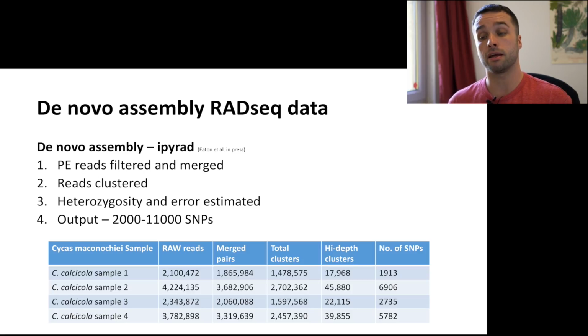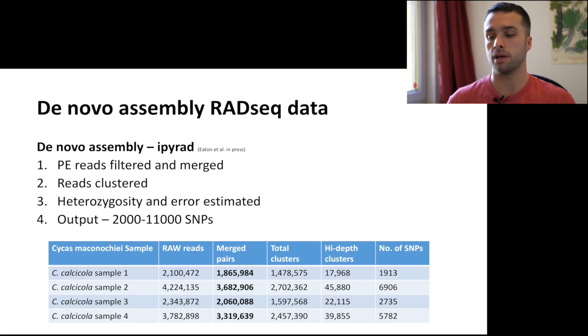Also, it estimates heterozygosity and the error estimations from each individual sample. And what we got is an output overall of between 2,000 and 11,000 informative linked SNPs, which is really good. However, we do have some peculiarities.